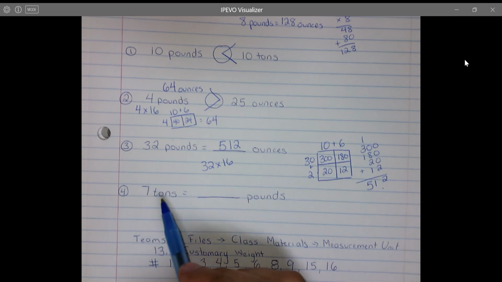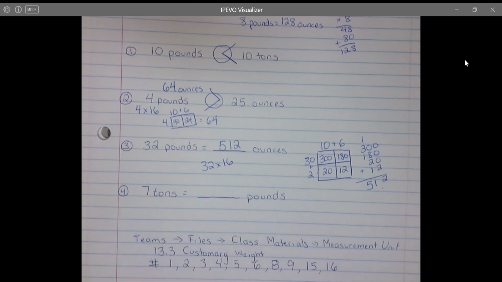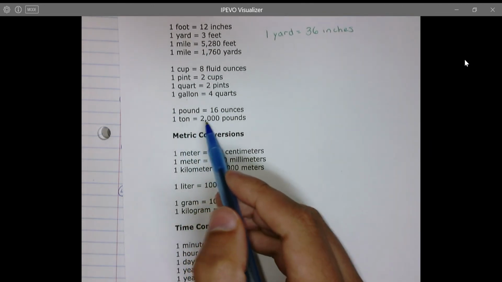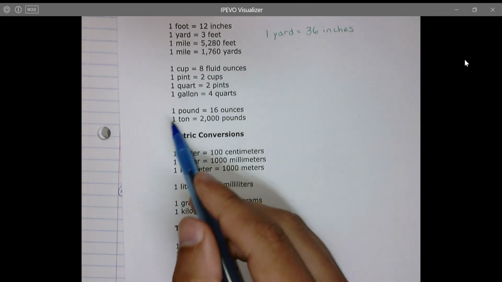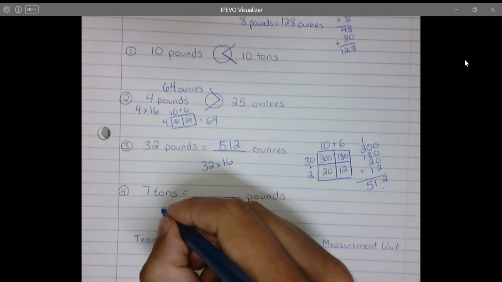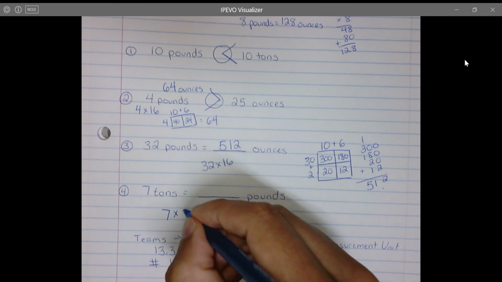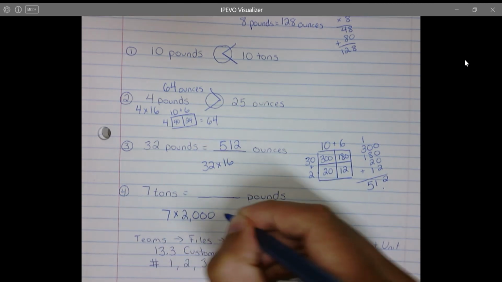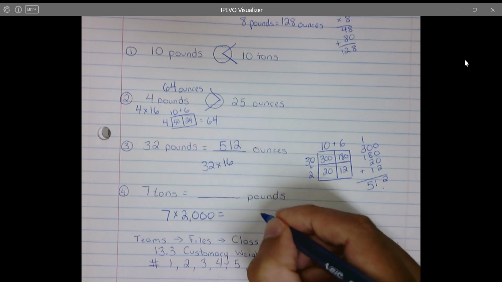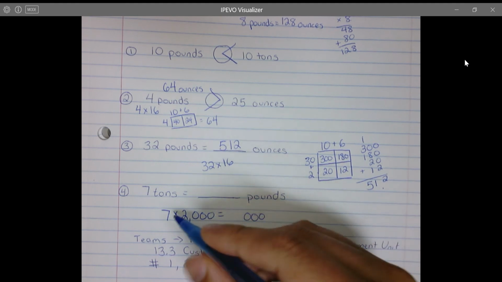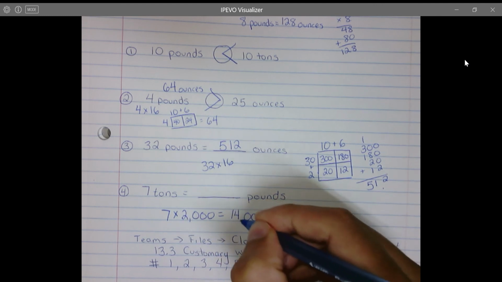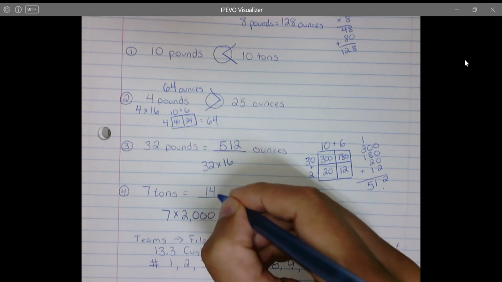Number 4, I have 7 tons equals so many pounds. Well, if I look here, 1 ton is 2,000 pounds. Every time I have a ton, that's 2,000 pounds. So since I have 7 tons, that would be 7 groups of 2,000, or 7 multiplied by 2,000. We know this answer is going to have 3 zeros at the end, 1, 2, 3, and now all I have to do is just multiply my 7 by my 2, and I get 14. So that would be 14,000 pounds.